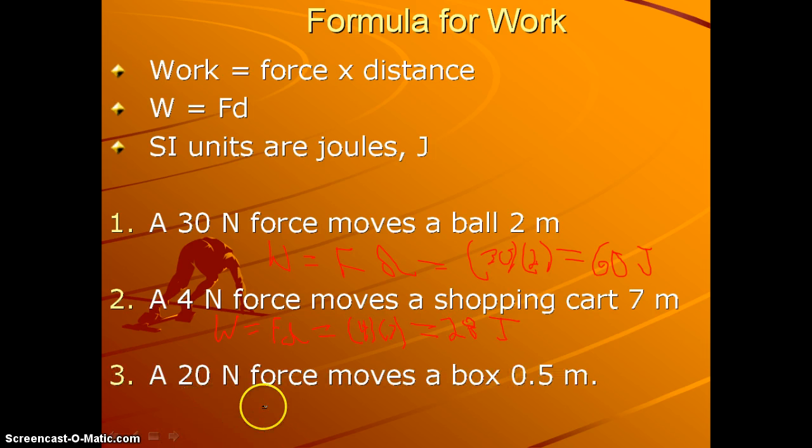Okay, next one. A 20 Newton force moves a box 0.5 meters. So here we would just do 20 times 0.5, in which case we would get 10 joules. Make sure you copy down these examples. You need to have these in your notes.